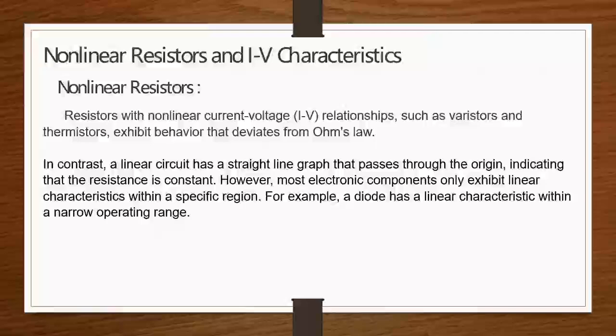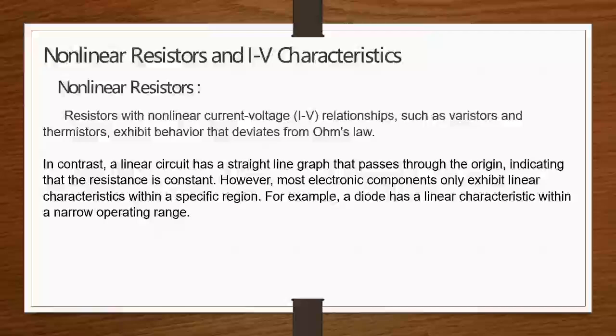Now, nonlinear resistors and their voltage and current characteristics. Before going to nonlinear resistors, let us know what Ohm's law is. As we know, Ohm's law relates voltage, current, and resistance. What is the definition of Ohm's law? At constant temperature, the current passing through a conductor is directly proportional to the potential difference between the two endpoints of the conductor. It is known as Ohm's law, where voltage equals current times resistance, V equals IR.